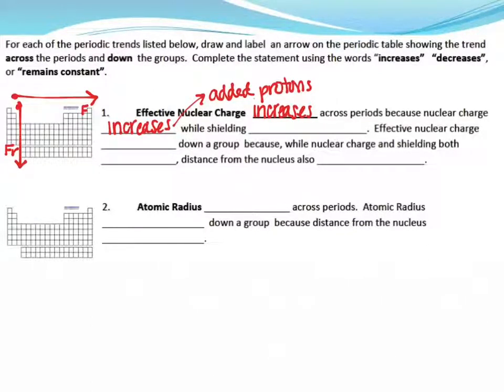While shielding. So as I go across a period, do we add any shells? Do we add any shells across a period? As I go from sodium to chlorine, am I adding any energy levels? No. So shielding remains constant.